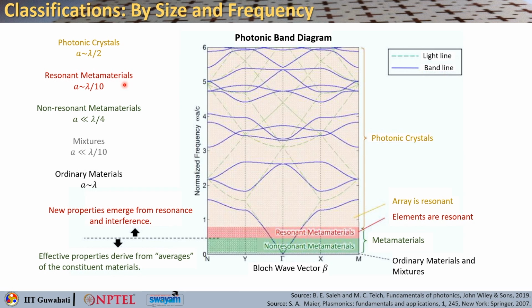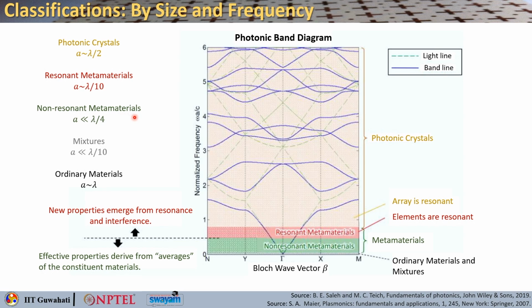Okay. Now, when we talk about resonant metamaterials, the periodicity a is of the order of lambda by 10. So, you can see resonant wavelengths are kind of here. So, in these resonant metamaterials, the unit cells or elements are basically resonating. In the case of photonic crystals, the array is resonating, right. So, in the case of resonant metamaterials, what is happening? The elements or the unit cells are resonating. So, the new properties basically emerge from the resonance and the interference between the unit cells.